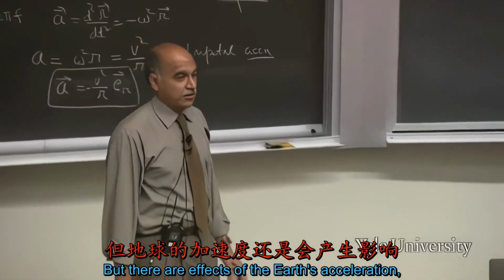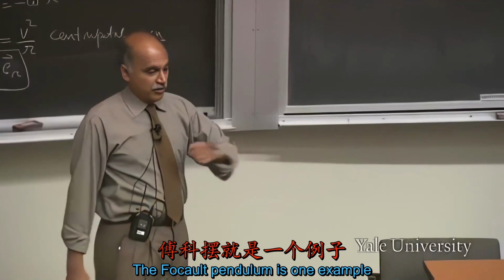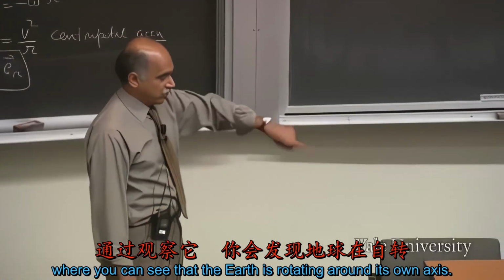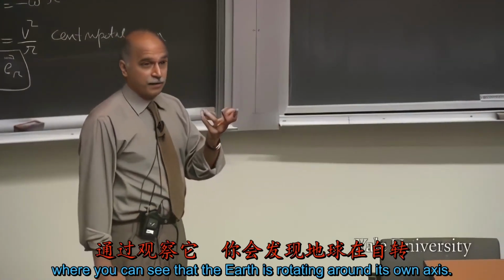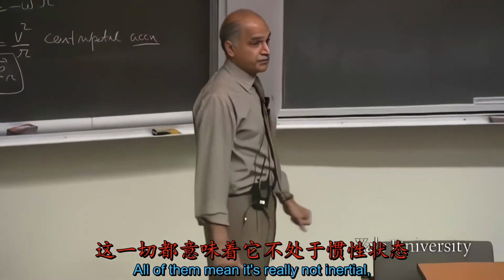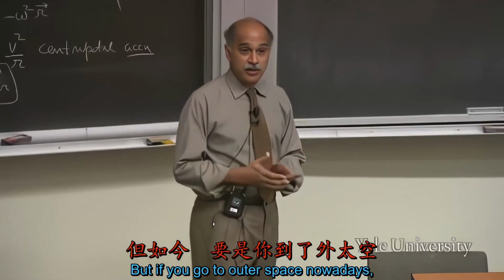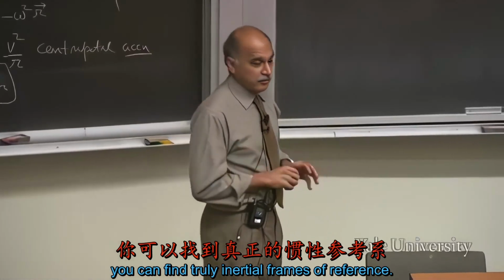But there are effects of the Earth's acceleration which we will demonstrate. The Foucault pendulum is one example where you can see that the Earth is rotating around its own axis. Then the fact that Earth is going around the sun, all of them mean it's really not inertial, but it's approximately inertial. But if you go to outer space nowadays, you can find truly inertial frames of reference.